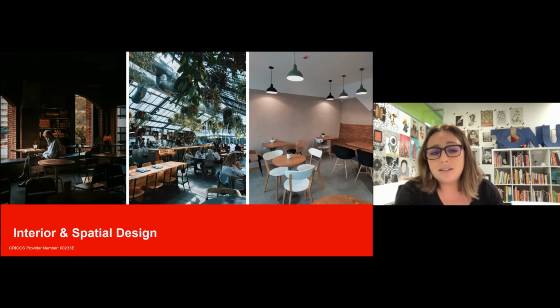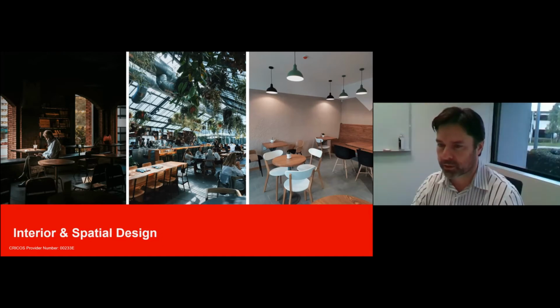So interior and spatial design asks a lot of these questions. And it's not just about the physical space or the furniture. It's definitely also about understanding how people interact in that space and what people need. And how they interact over time. And maybe how people interact with the environment.